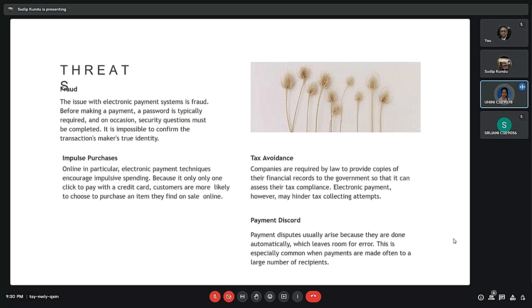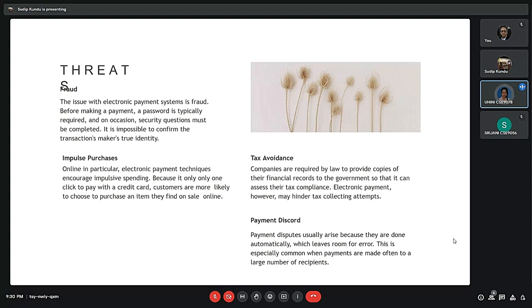Next comes impulse purchases. Online and electronic payment techniques encourage impulsive spending, that is very erratic and sudden spending of huge amounts of money, because it can happen just when you click to pay with a credit card. Many cards, let that be credit cards or e-wallet cards, have a one-time payment mechanism in which you just have to tap the card or click proceed to pay, and without using any OTP or any PIN, the money can get deducted. And this is a very easy way to get money deducted from others' accounts.